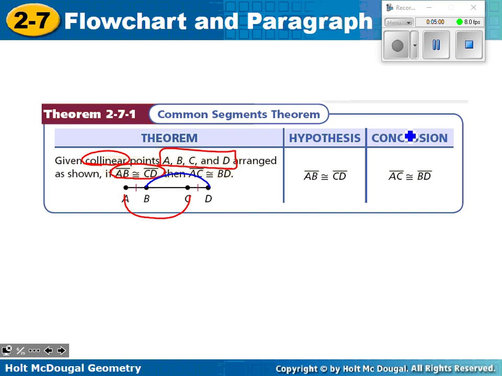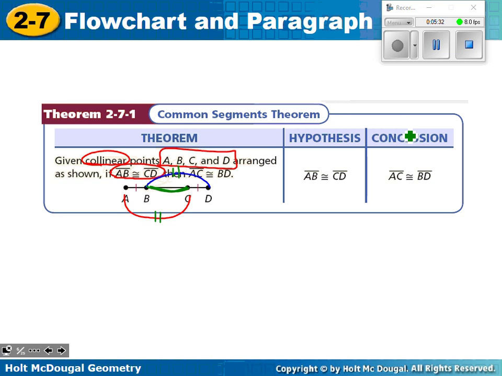AB is congruent to CD, and what's the other part that they share? BC. Notice that BC is the other part that's connected to AB to get AC, and BC is the other part connected to CD to get BD. So since they share that common piece in the middle, common segment, and the other little parts are congruent, then does it make sense that these parts would have to be congruent?